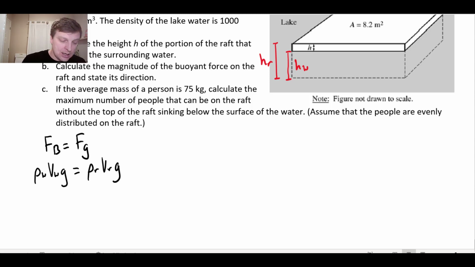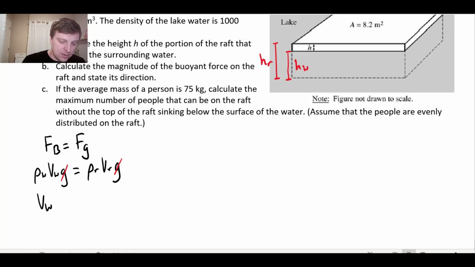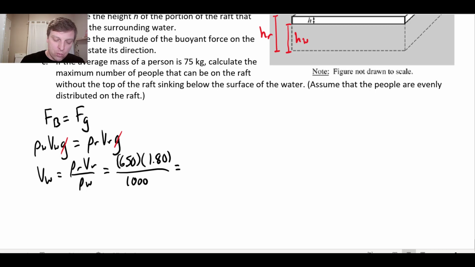And so again, I get a situation where g is going to cancel out, and I can find the volume of water displaced by solving this equation. I've got V water is equal to the density of the raft times the volume of the raft divided by the density of the water. The density of the raft is 650, the total volume of the raft is 1.8, and the density of the water is 1,000. So that ends up being right around 1.17 cubic meters.